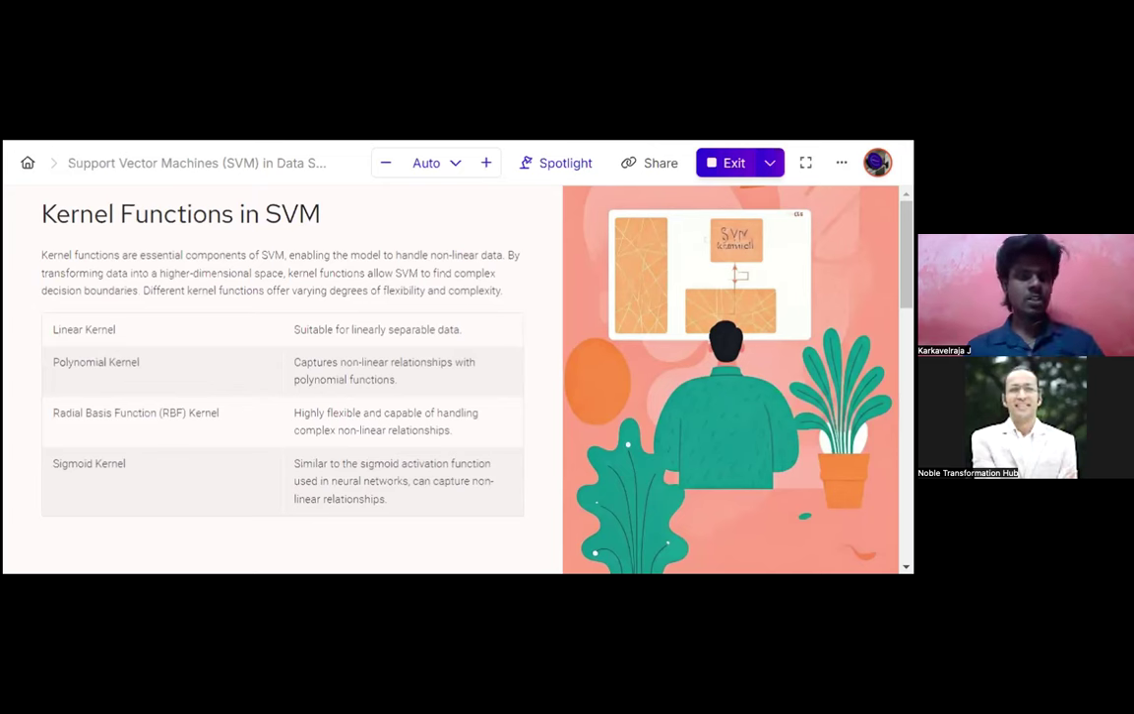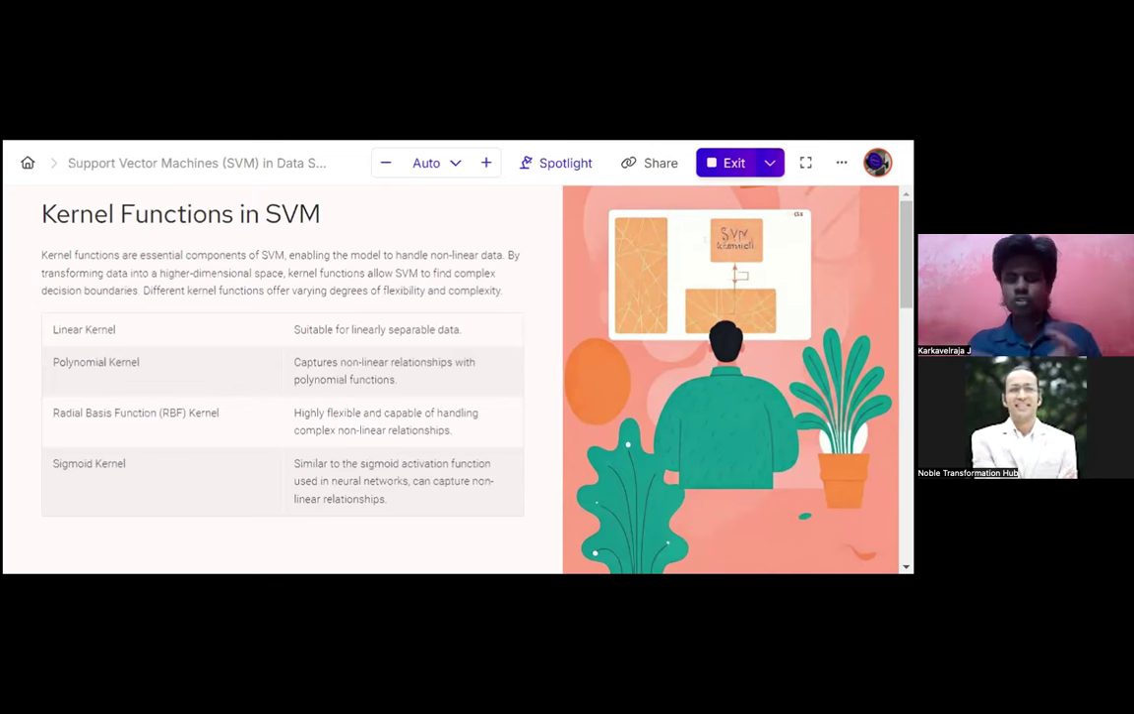Kernel functions are essential components of SVM, enabling the model to handle non-linear data. Whenever the data is non-linear, SVM will be very useful. By transforming the data to a higher dimension space, kernel functions allow SVM to find complex decision boundaries. Different kernel functions offer varying degrees of flexibility and complexity. Once you have data in a high dimension, you cannot confidently say it is linear only. There is a high possibility that the data can be non-linear. That's the reason SVM works very well using kernel functions.